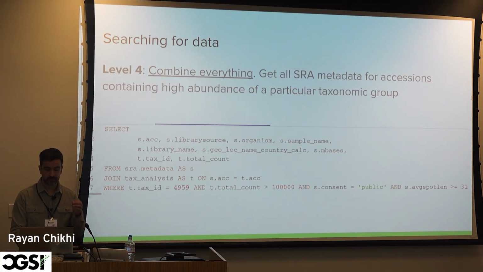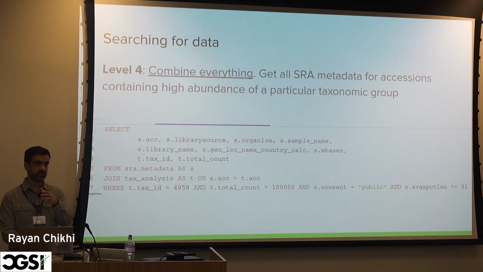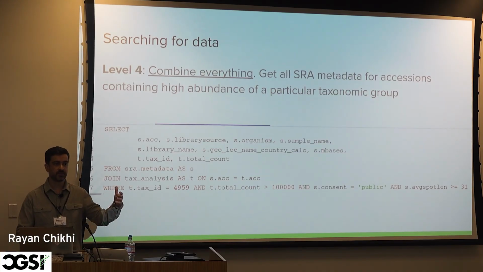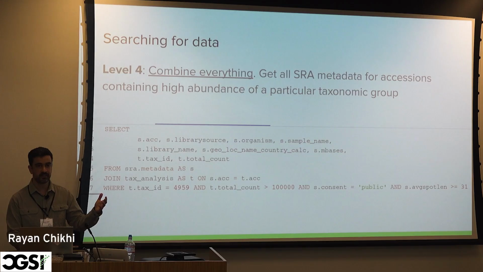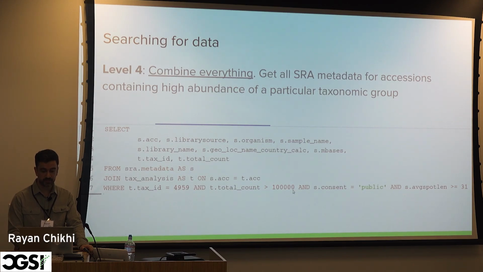So this query now gets all SRA metadata for accessions containing high abundance of a particular taxonomic group. So you combine two tables. One is the metadata table that contains information entered by humans, and the other one is a taxonomic table that contains this tax ID and total count information. I think this was generated by ChatGPT, but it just works. This is a SQL query that gets all the metadata that I like for a particular taxonomic ID, for total count above a certain threshold, and where on this metadata table things are public and long enough.